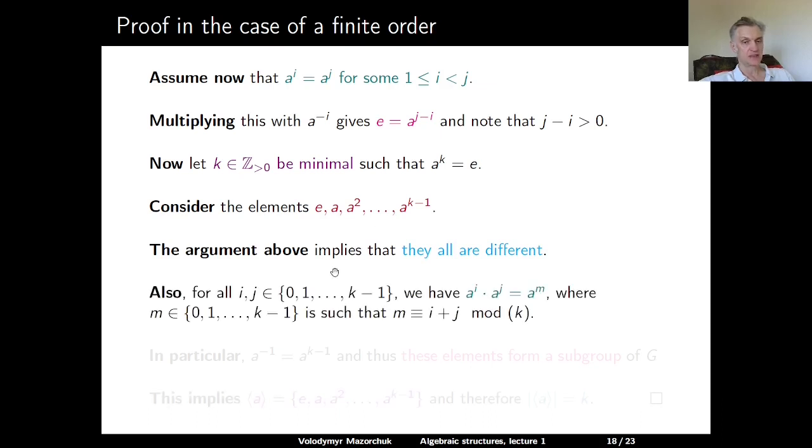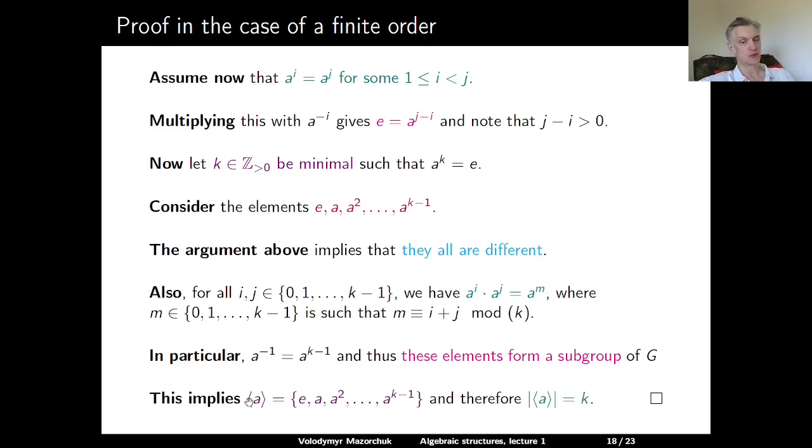Now we know that if i and j are elements between 0 and k minus 1, then the product of a to the power i and a to the power j is equal to a to the power m, where m is the unique number between 0 and k minus 1, which is congruent to i plus j modulo k. So in particular, a inverse is a to the power k minus 1, and so all these elements are closed with respect to the product and with respect to taking inverses. So they form a subgroup of G.